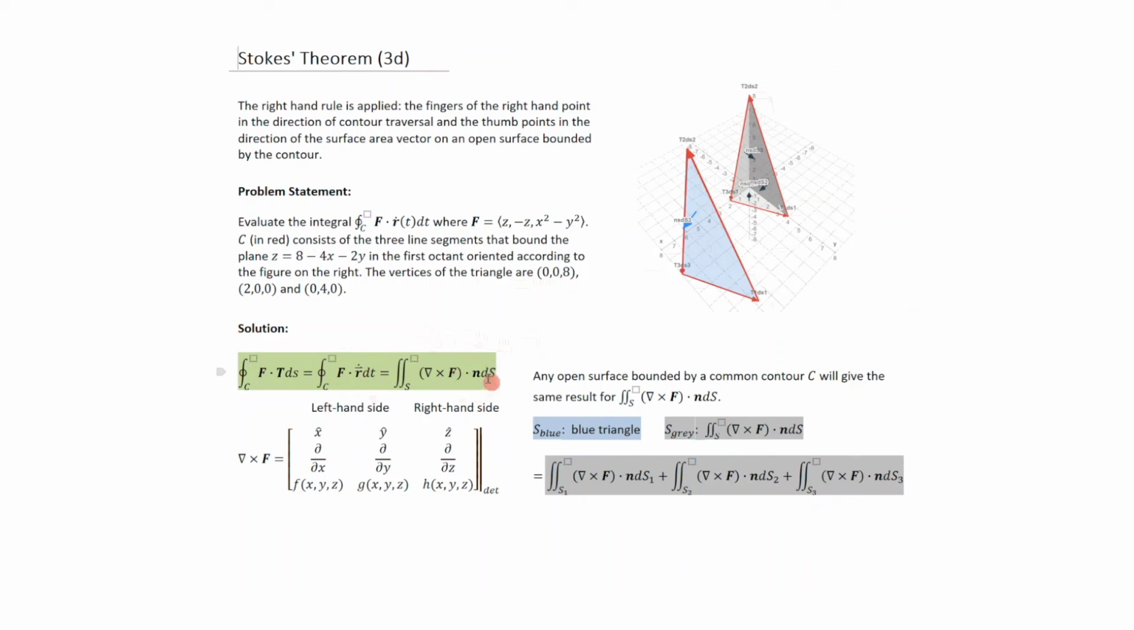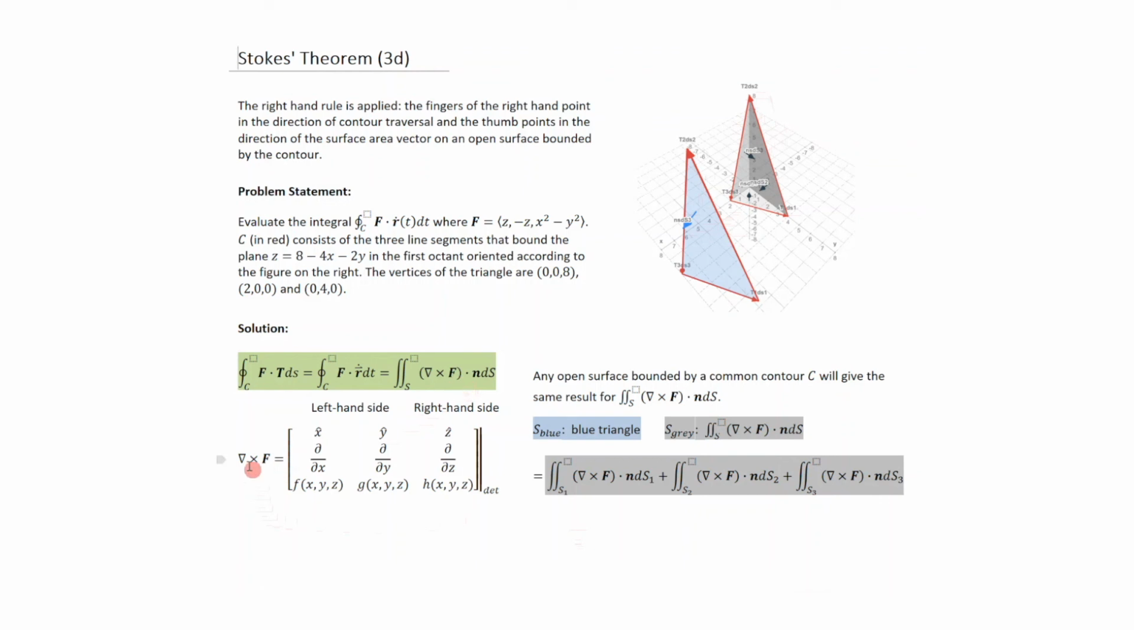And as I said, this n ds can be any surface as long as it's a common contour. So you could basically have this as one possible surface, and these 3 sides as another possible surface. And so that's effectively what I've shown below here. You have the blue triangle, which would be basically S blue, and you have the gray. If you take the surface integral of curl f dot n ds, this would represent the sum of three discrete surfaces. One here, and one here. So you can either do it this way, or you can basically just do it assuming the blue triangle.